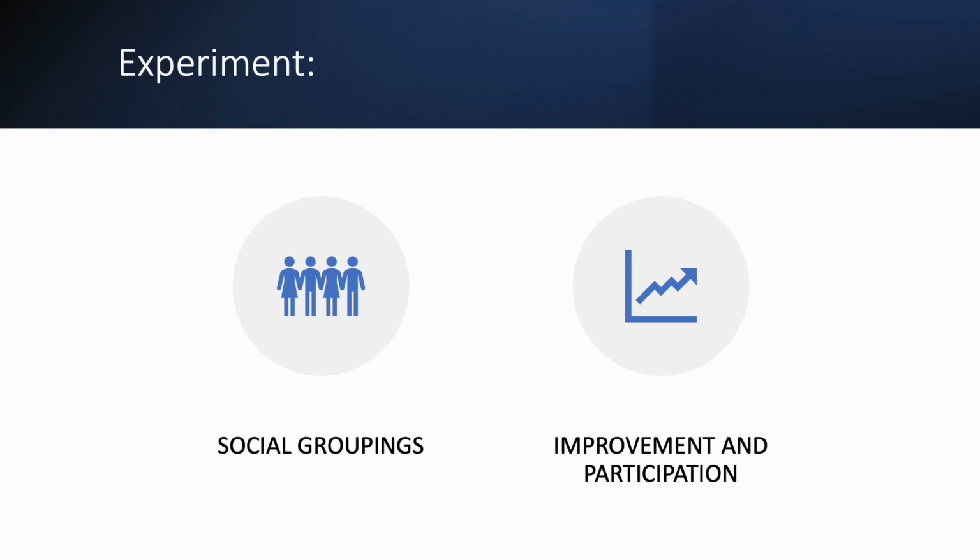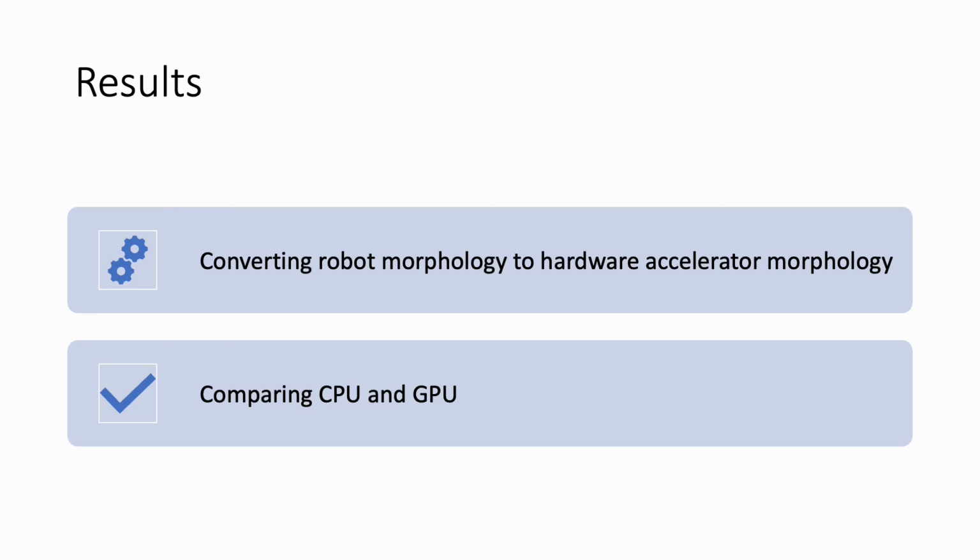So from the paper we got the findings. The authors offered a technique for converting robot morphology into a hardware accelerator morphology, and when they compared CPU to GPU, the execution of a single dynamics gradient calculation is sped up by 86 times using the FPGA accelerator.